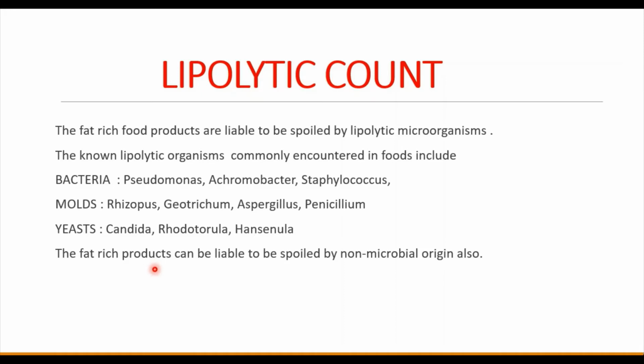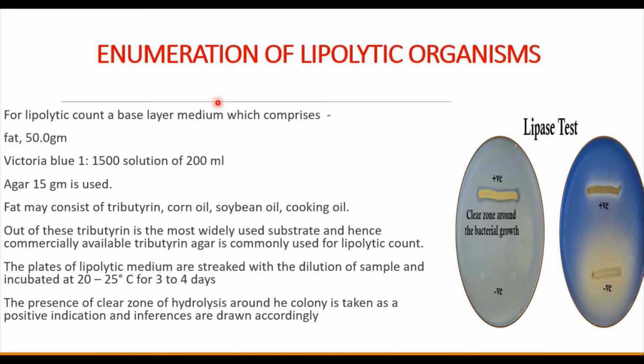Then how can we enumerate this lipolytic count? The lipolytic organisms can be enumerated by counting on a base layer medium which comprises fat, 50 grams, then Victoria Blue 1:1500 solution, 200 ml, and agar, 15 grams. Now, the fat may be tributyrin, corn oil, soybean oil, or cooking oil. Out of these, tributyrin is the most widely used substrate, and hence commercially available tributyrin agar is commonly used for lipolytic count.